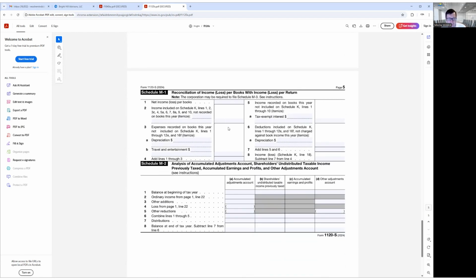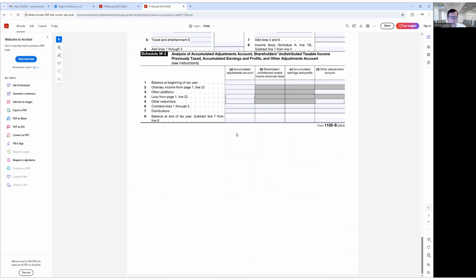All right. And then you have M1, M2. It's also a little bit more complicated. Don't worry. That's just for your accountant to focus on. So if you have any trouble or if you need any help, this is kind of what we as accountants do. And we need to put it all together for you.